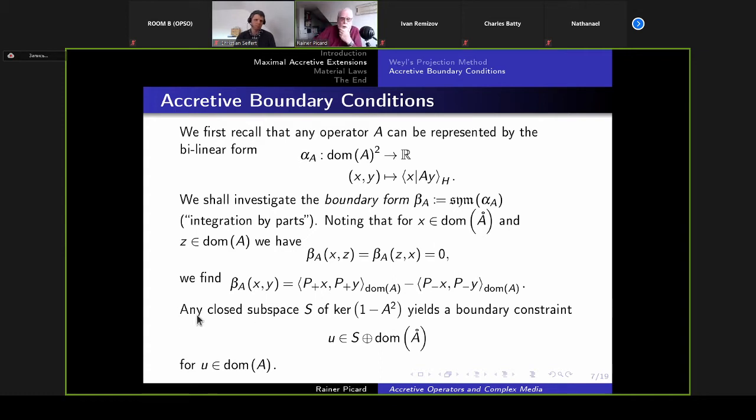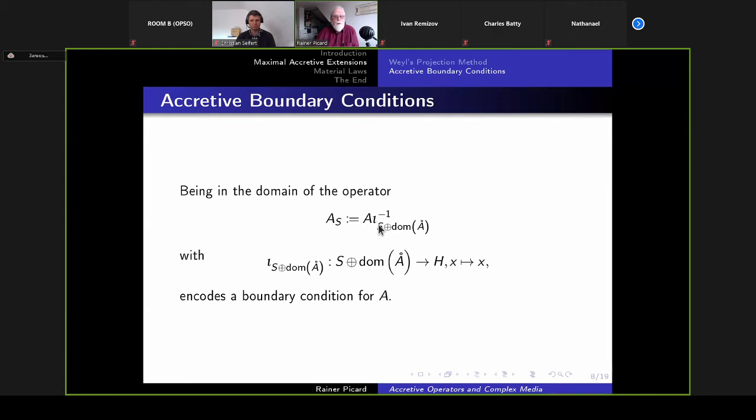Well, any closed subspace S of this boundary data space will produce a boundary constraint. We would pick this as a domain. So we extend the domain of A circ by S. And this new domain then incorporates a boundary condition.